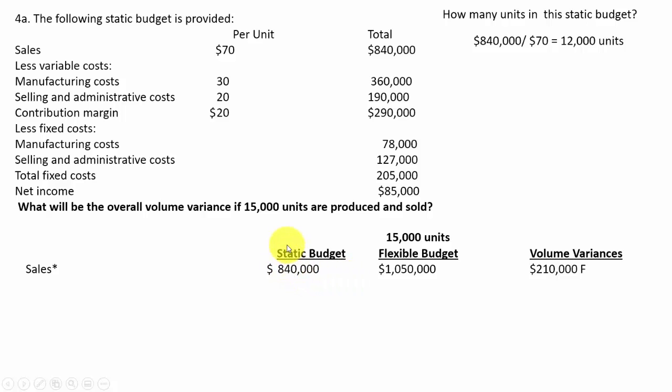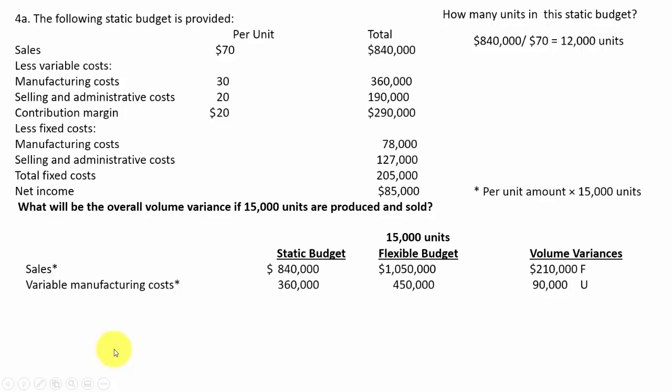The difference between the sales at the static budget level and the sales at the actual level we came up with, which was 15,000, gives us a favorable volume variance of $210,000. It's favorable because the actual numbers were higher than what we planned for. And that little asterisk there just means that we're operating at a level of 15,000 units.